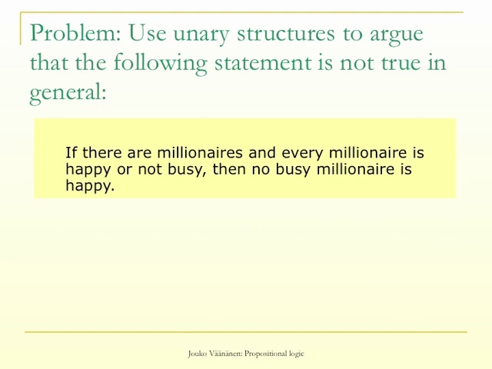Next problem. Use unary structures to argue that the following statement is not true in general. If there are millionaires and every millionaire is happy or not busy, then no busy millionaire is happy.